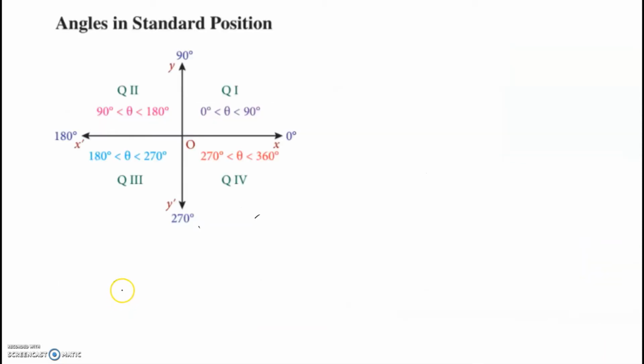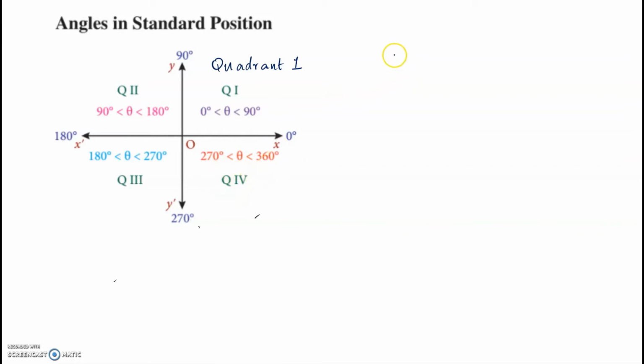In this portion, we will look at how these angles are divided into 4 parts. An angle between 0 and 90 degrees is said to be in the first quadrant, so it's called quadrant 1. Subsequently, angles between 90 and 180 degrees are in the second quadrant, angles from 180 to 270 are in the third quadrant, and 270 to 360 are in the fourth quadrant.